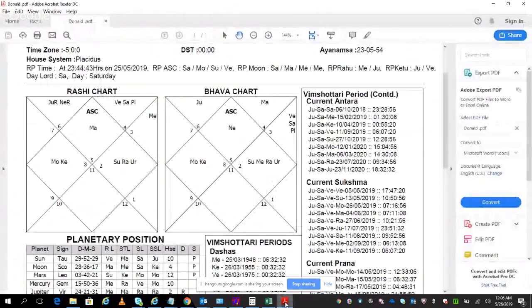Now we can see the chart visible to you. In KP astrology, we use two charts: one is the Rashi chart, and the other is the Bhav Chalit chart. There are different charts in Vedic astrology, but these are the two charts we will focus on for the analysis. The conjunction and the aspect of the planets, we take from the Rashi chart, which is this one.